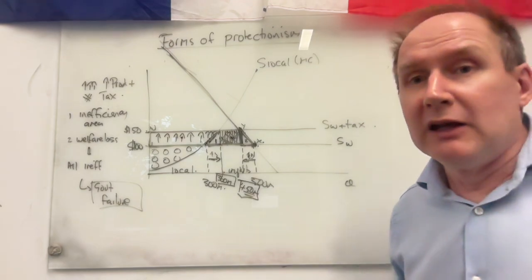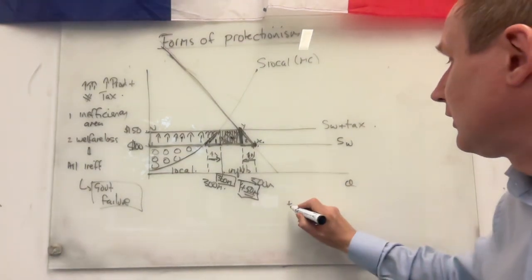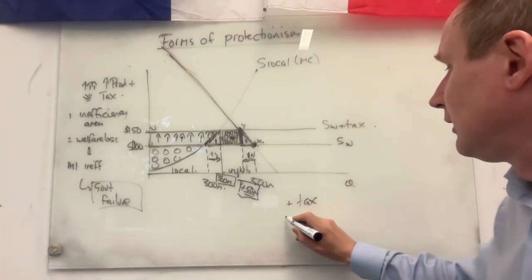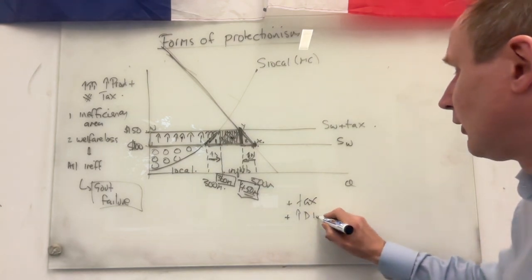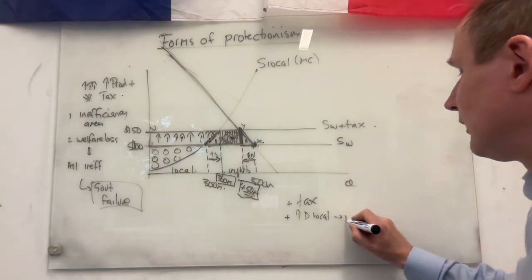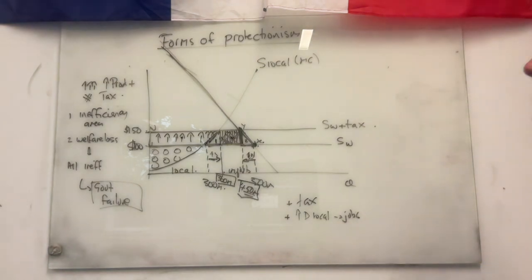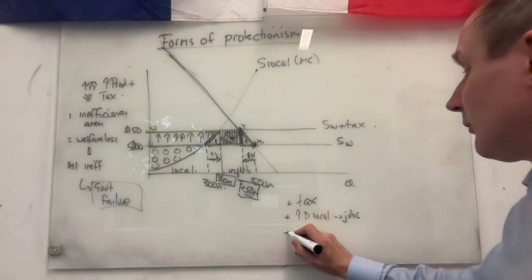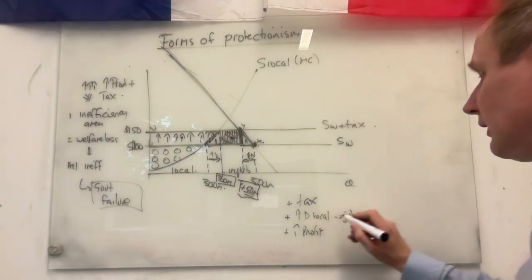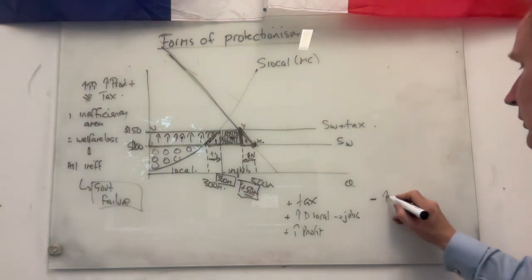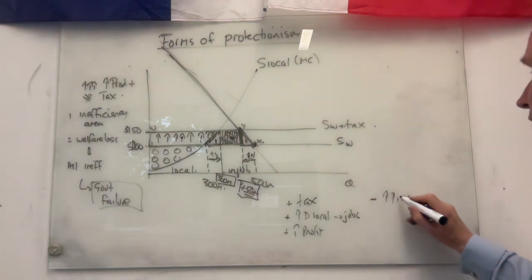So in principle then, what's the tax done? This one's getting a bit long. On the good side, it's raised tax for the government. It's increased demand for local firms. Therefore maybe it's saved jobs. It's increased the profit for local firms. However, it's clearly led to a disadvantage. It's clearly led to an increase in price for local consumers.